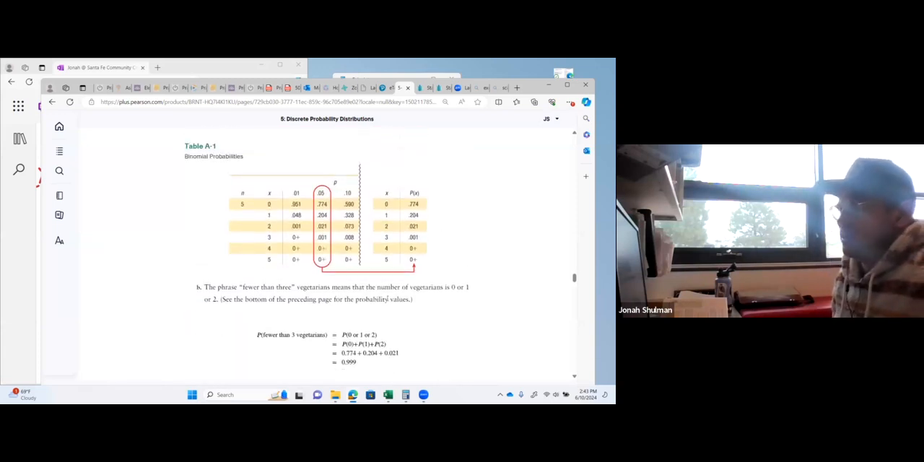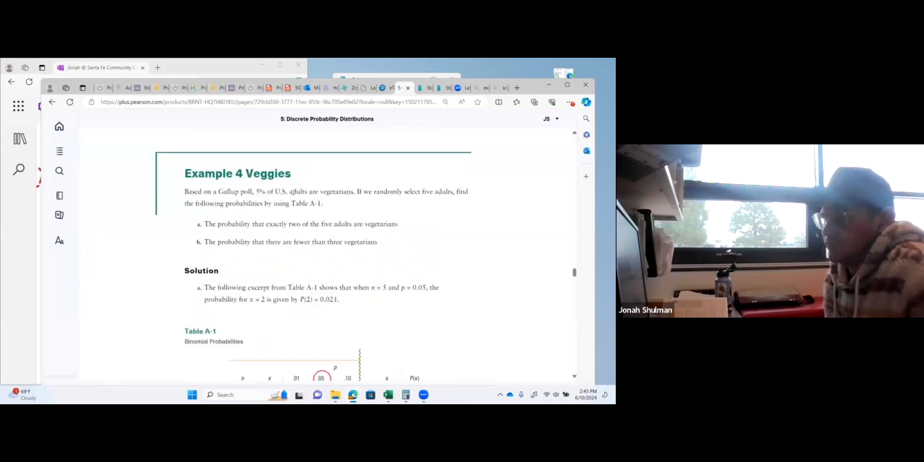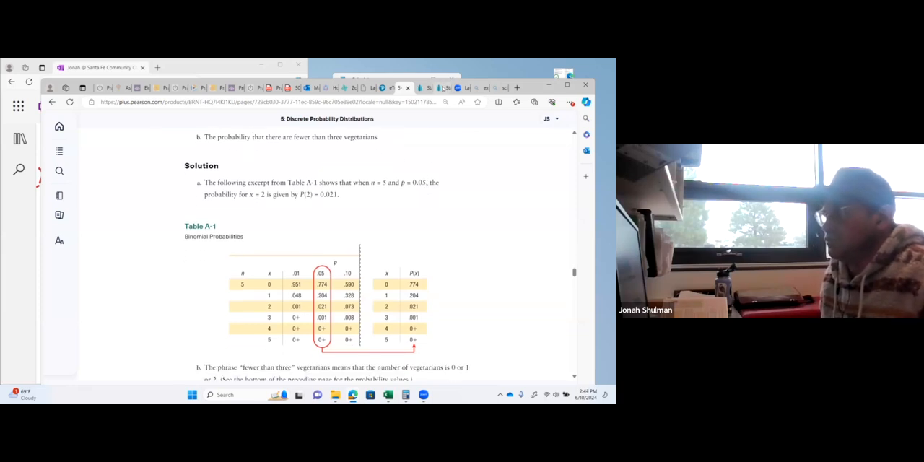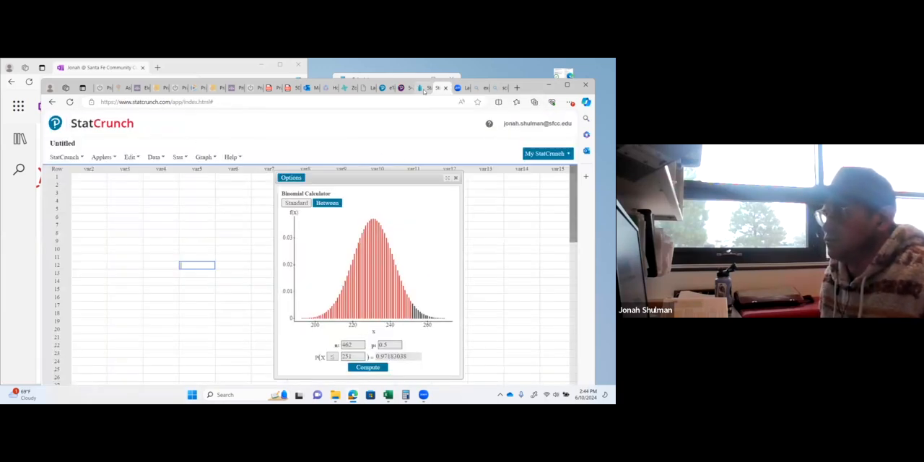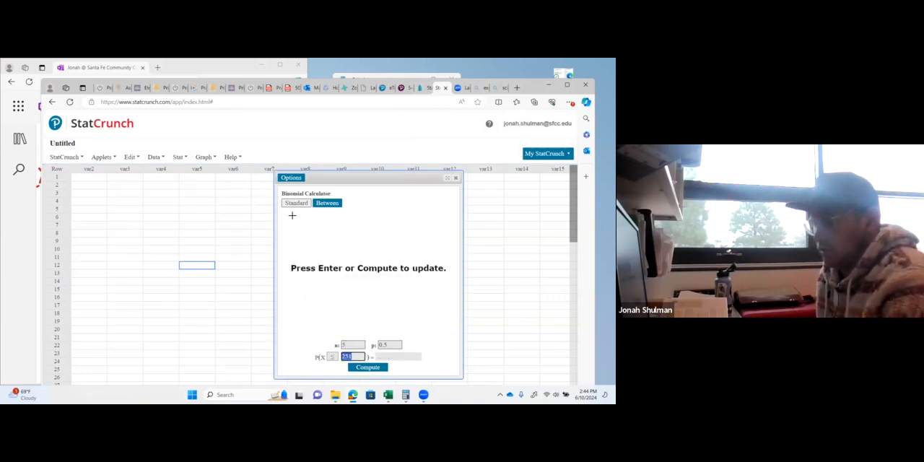All right, instead of using the table, we have the values. Randomly select 5 adults. We can use this, so we can figure this out. Randomly selecting 5, it's 2. Let's just use StatCrunch and see if we get the same values. So we randomly select 5 adults. We want to make sure we have 2, exactly 2, right?